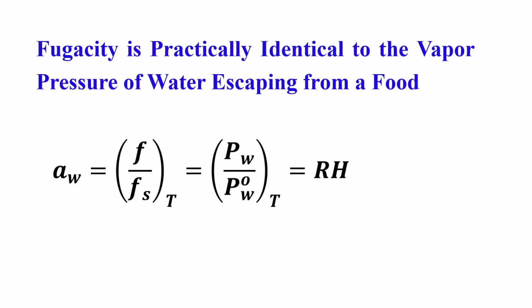Because fugacity cannot be directly measured for solid foods, scientists approximate it by vapor pressure. Therefore, fugacity is practically identical to the vapor pressure of water escaping from a food. Then water activity is defined from vapor pressure as aw equals pw divided by pw naught at constant temperature, which is equal to relative humidity. The vapor pressure of water in food can be measured. However, it is not simple and easy.